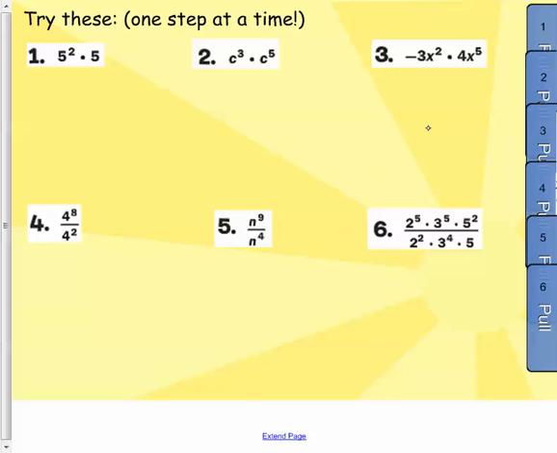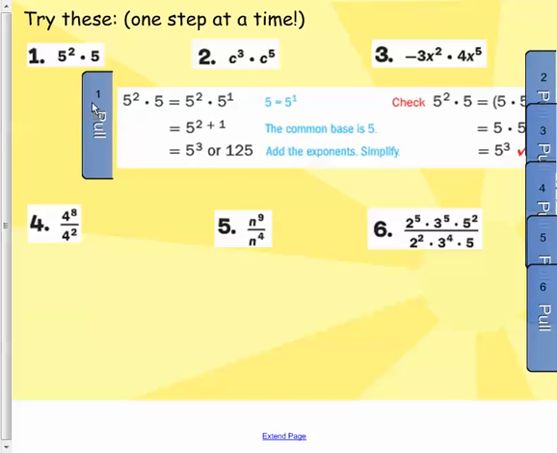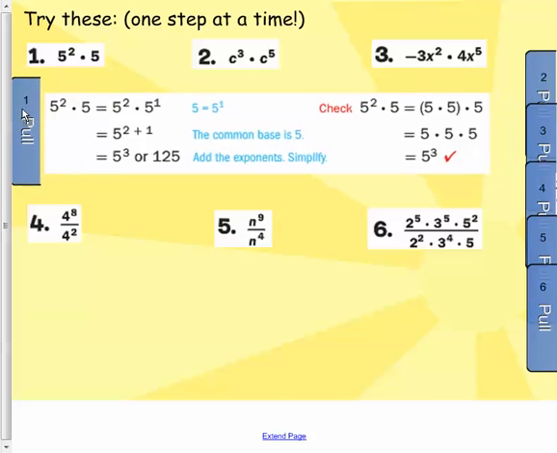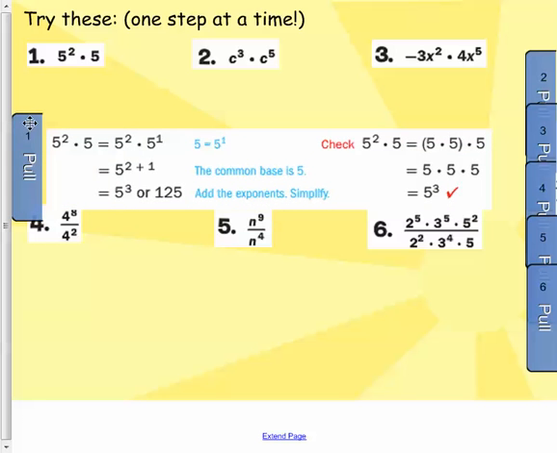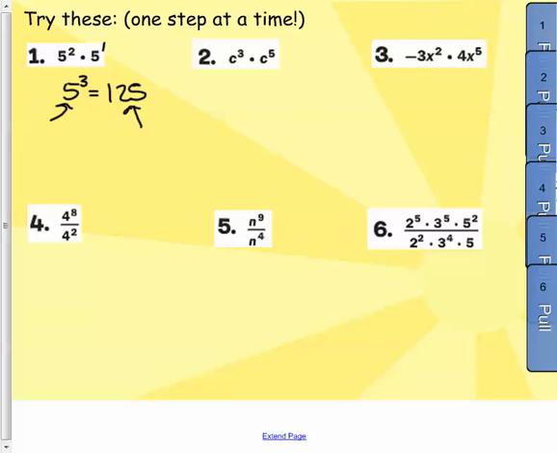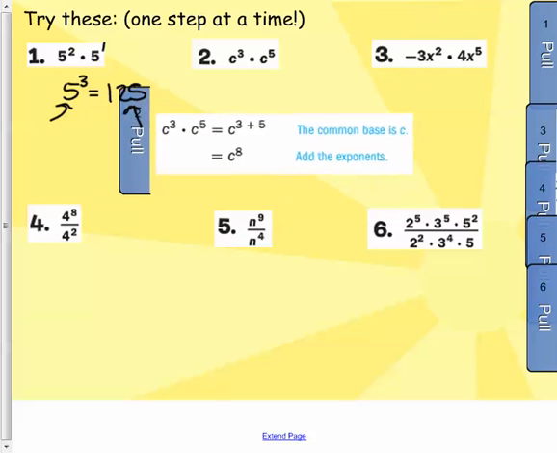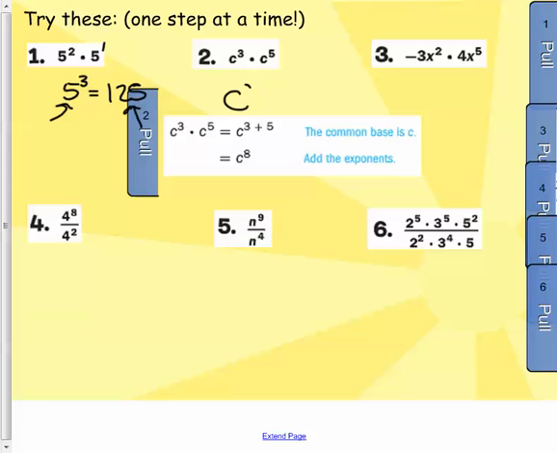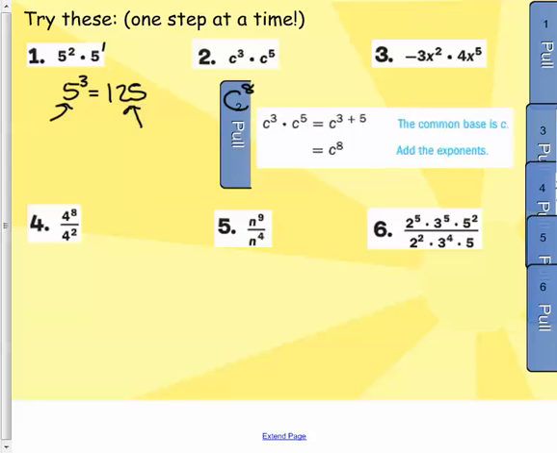Okay, I'm going to show you what we would do first. For the first one, you should have taken 5 to the 2nd times 5, which is kind of like 5 to the 1st, and you would have gotten 5 to the 3rd, which, if you evaluate this left as an exponent, is 125. You can also check your work just to make sure that you're doing it right. For the second one, we would get c to the 8th power because you're adding your 3 and your 5.